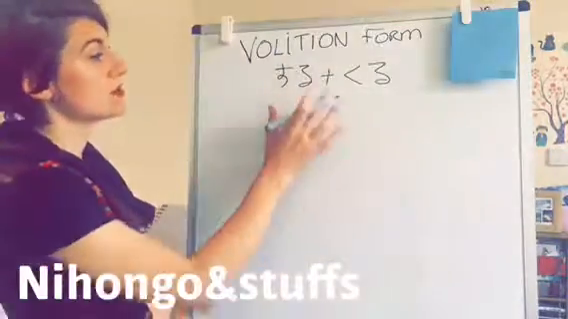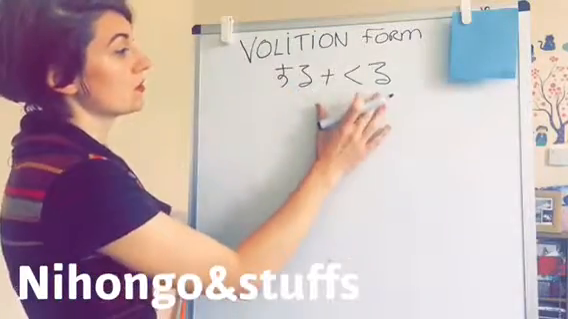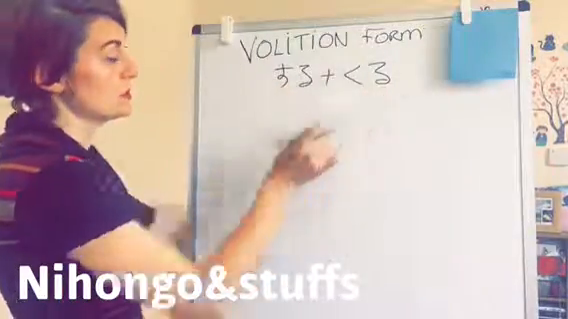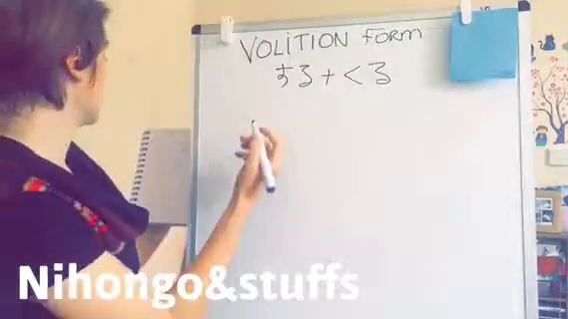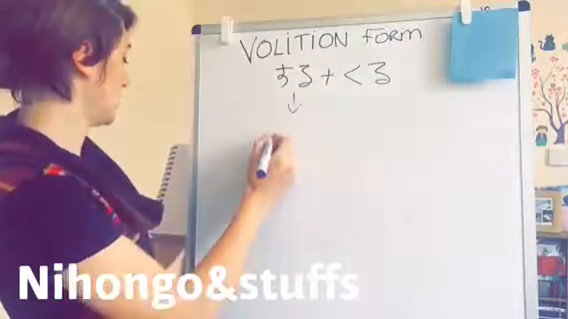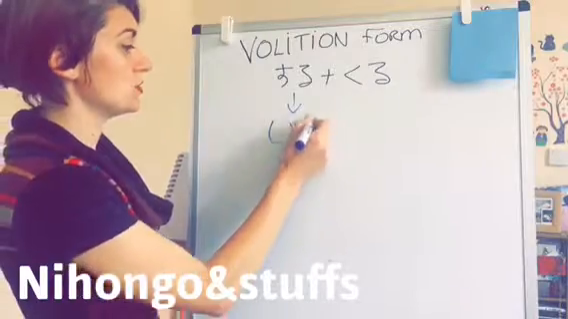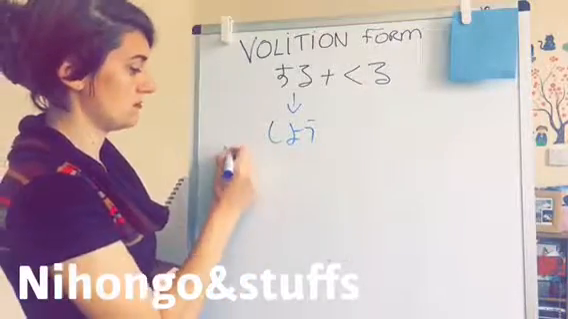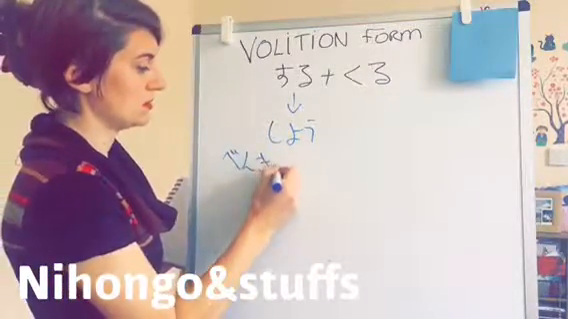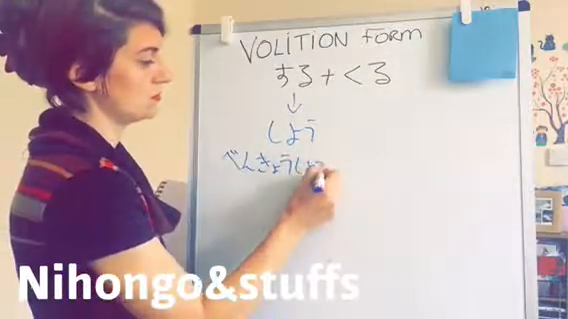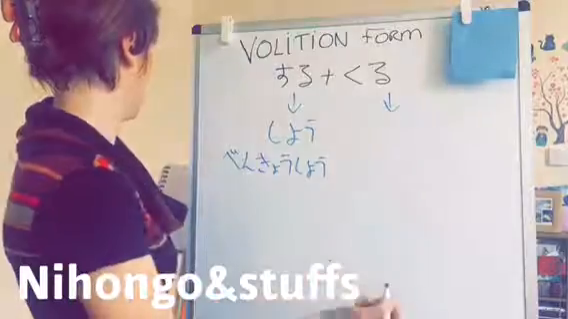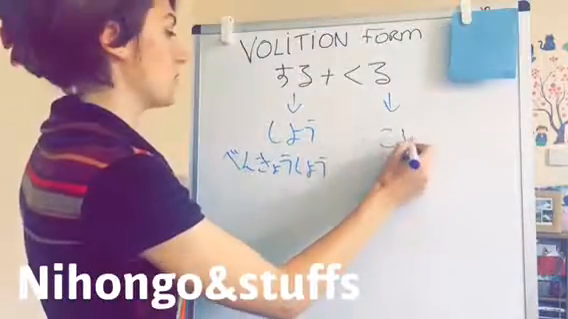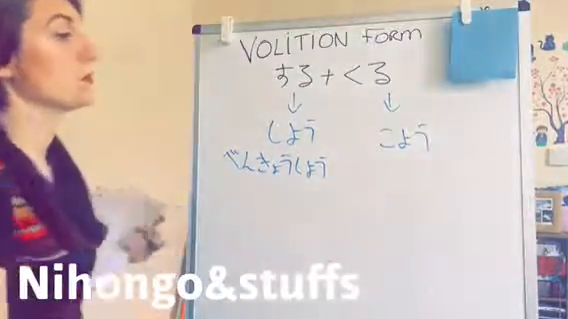This is the last bit of the volition form, so you have suru and kuru, to do and to come. And you just have to know these ones really. Suru changes to shio, like benkyo shio, that's study. And then kuru becomes koyo.